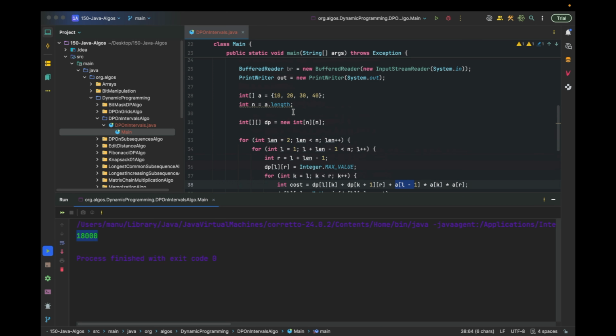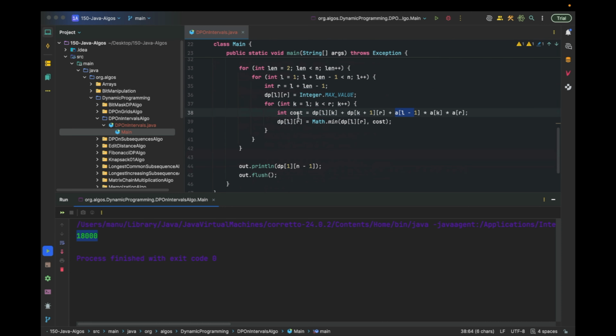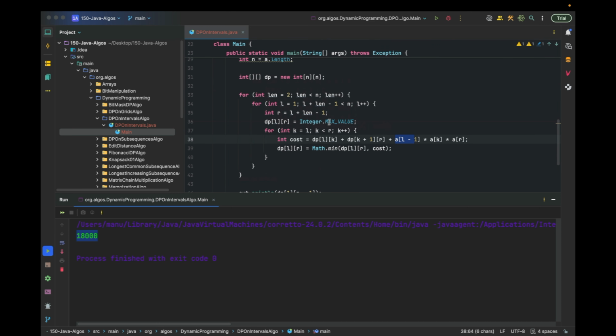So this is it for the algorithm, and the time complexity would be big O of n cubed. We are going with three nested loops here. You can clearly see the time complexity would be big O of n cubed in this case. So this is it for the coding part and for the algorithm as well, DP on intervals, right?